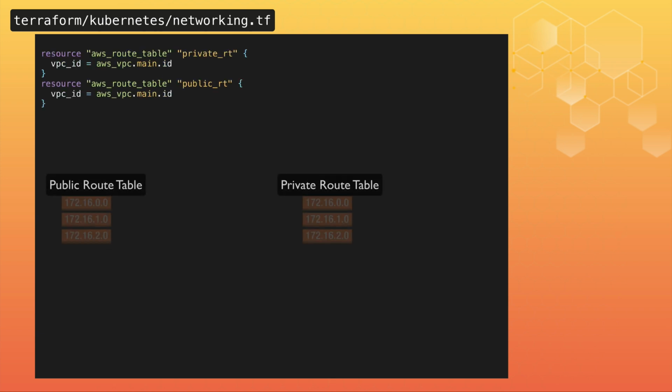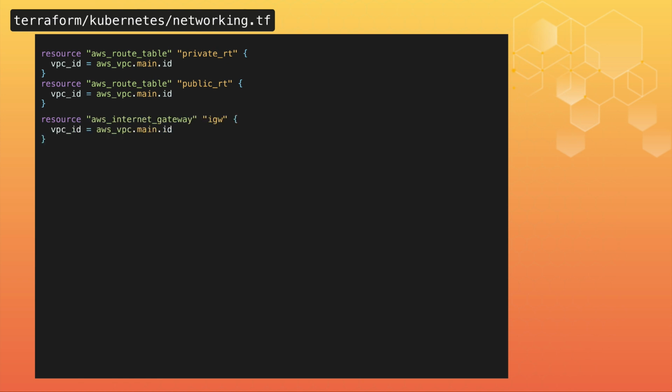Let's create public and private routes. The only difference between them is that the public route contains an entry to the Internet Gateway, while the private route doesn't. So let's use the AWS route table resource and create private RT and public RT. They only need the VPC ID as a parameter. To deploy the Internet Gateway, we use the AWS Internet Gateway resource, which again only needs the VPC ID as a parameter.